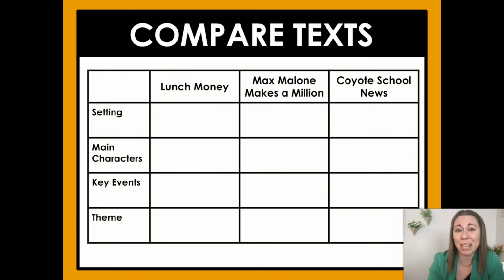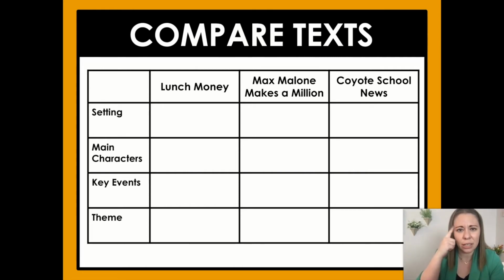So the first thing that we need to do is identify the setting of each of our three stories: Lunch Money, Max Malone Makes a Million, and Coyote School News. So when we're thinking about the setting, remind me, what is the setting again? Right, it's where the story takes place. So remind me again, what is the setting of Lunch Money? Where did that story take place?